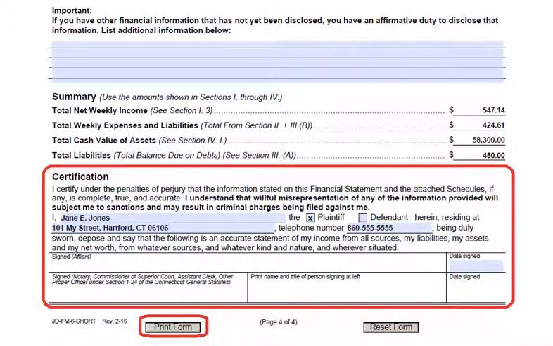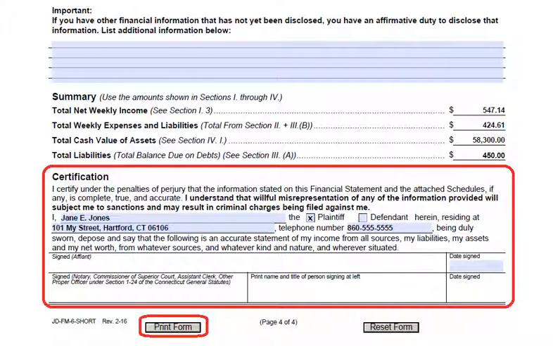The certification is where you are swearing to the fact that the information you provided on the form is complete and true to the best of your knowledge. You are also acknowledging that you are aware that hiding or lying about any of your financial information on purpose can result in the court sanctioning you or in criminal charges being filed against you. Enter your full legal name on the line provided and check the box to indicate if you are the plaintiff or defendant. You will also enter your address and telephone number on the provided lines.